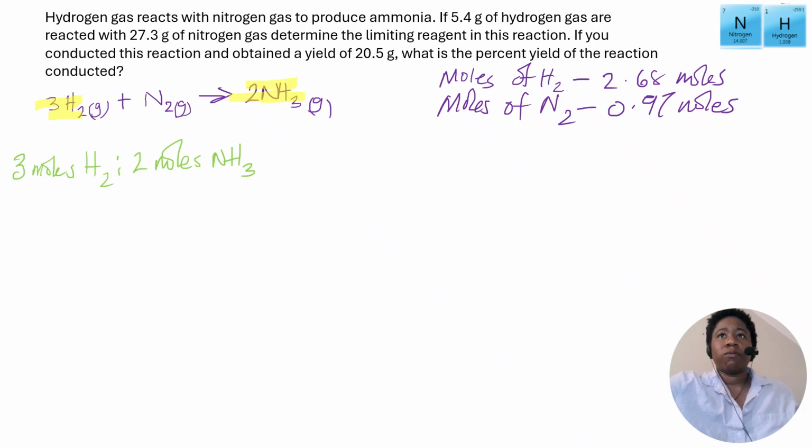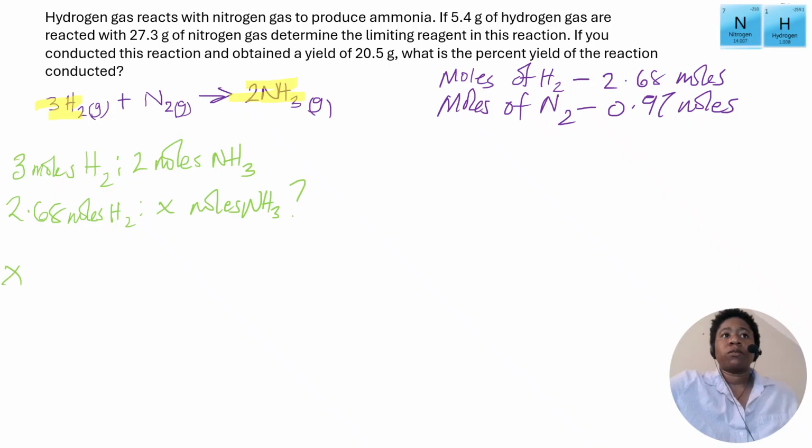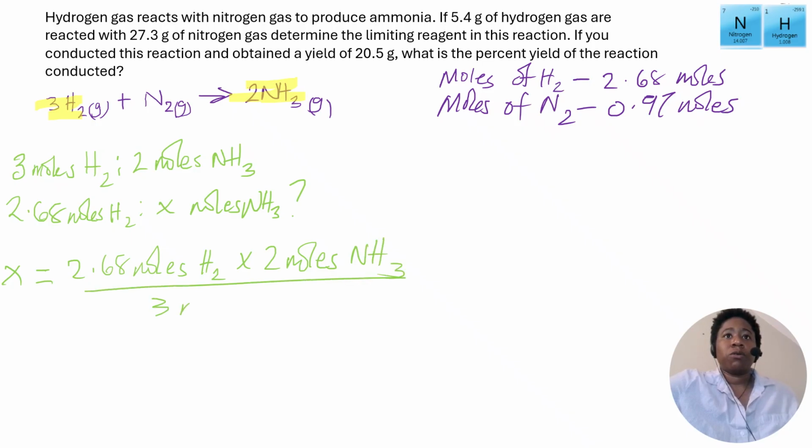So if we have 2.68 moles of hydrogen, how many moles of ammonia would we form? That's our unknown. That's what we're trying to find. We could cross multiply to find this. So it will be 2.68 moles hydrogen times 2 moles ammonia, and that'll be divided by 3 moles hydrogen. And you could see that the moles hydrogen will cancel out and we'll be left with moles ammonia.